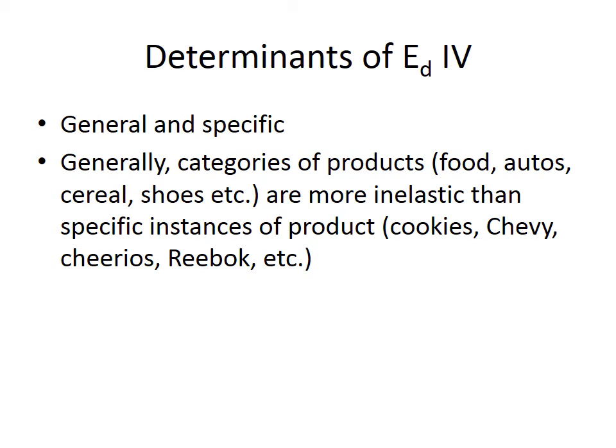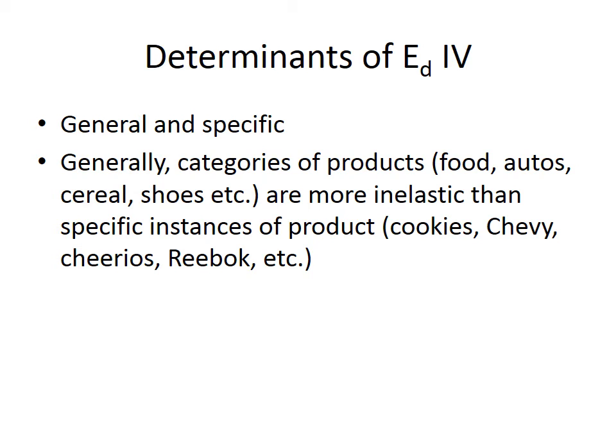And so, a general category like food. You need food. Without food, you can't live. So if they raise the price of all food at once across the board, you're not going to buy any less because you have to survive. Whereas where you get into specifics, they'll tend to be much more sensitive to price changes.